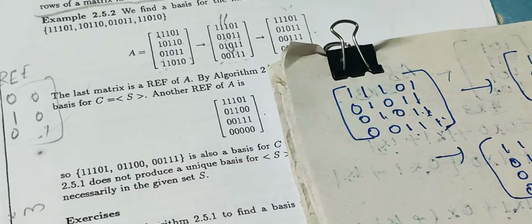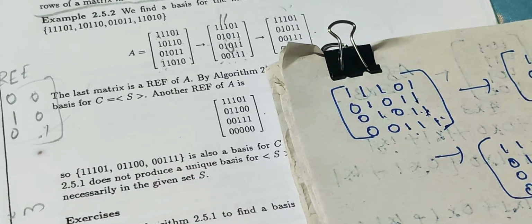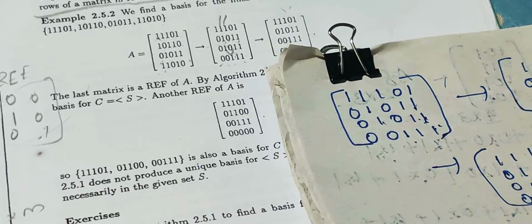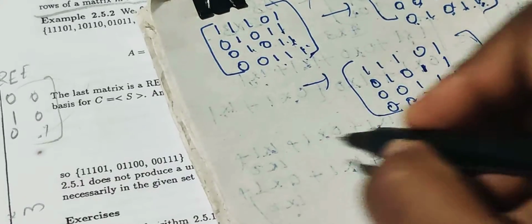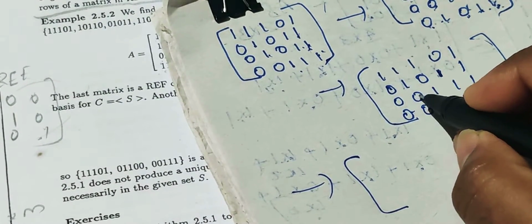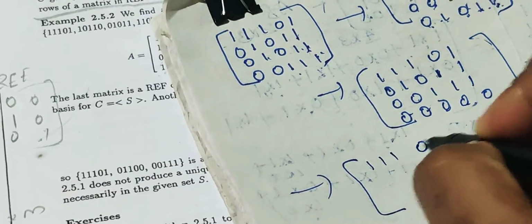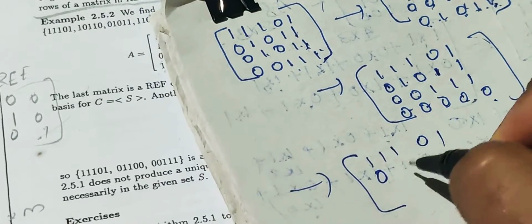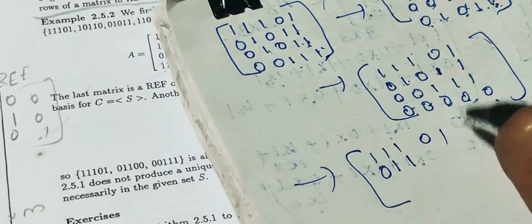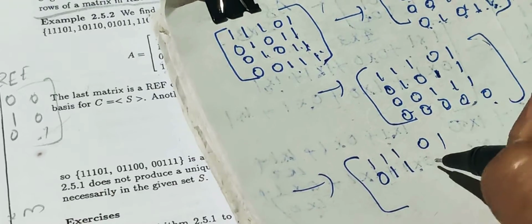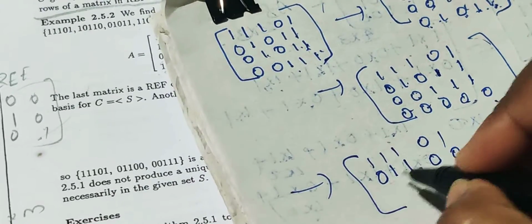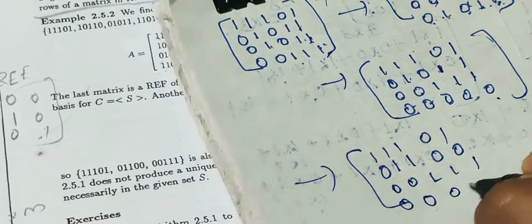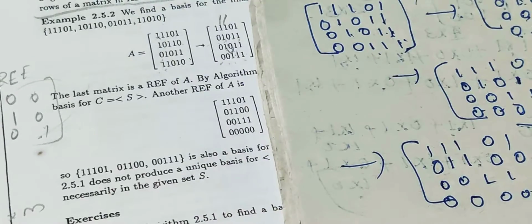And next, adding, we can interchange the second row. Okay, so adding row 2 and row 3. The first row is 1 1 1 0 1. The second row becomes 0 plus 0 is 0, 1 plus 1 is 0, 0 plus 1 is 1, 1 plus 1 is 0, 1 plus 1 is 0. The third row is 0 0 1 1 1, and the fourth row is 0 0 0 0 0. So we get this one.